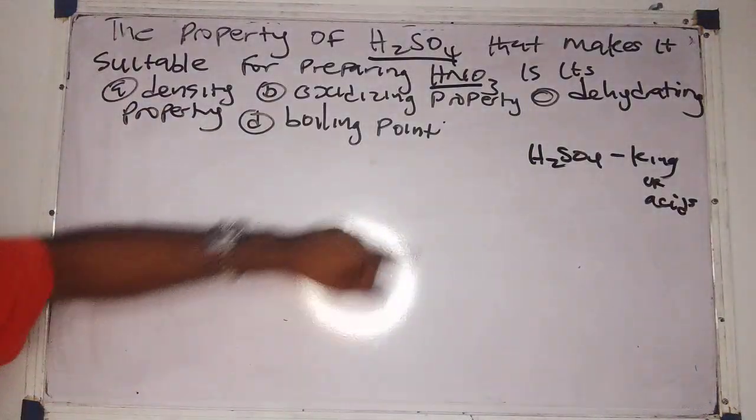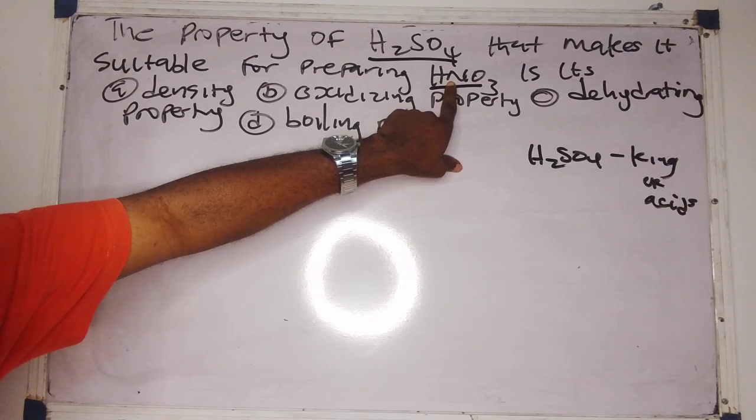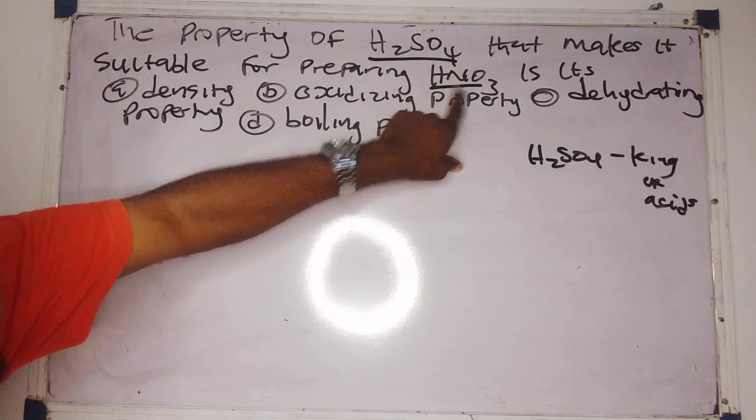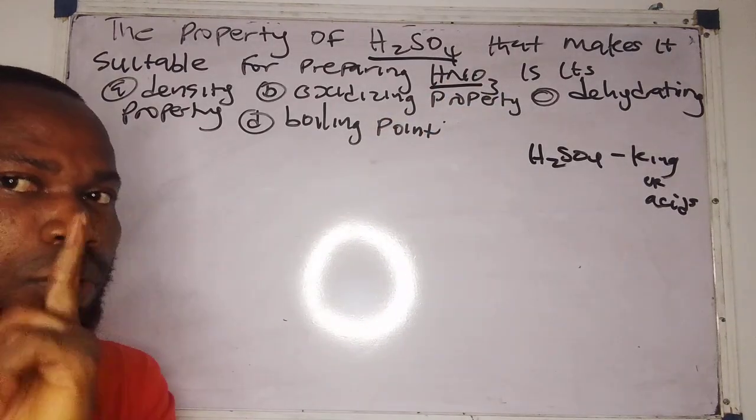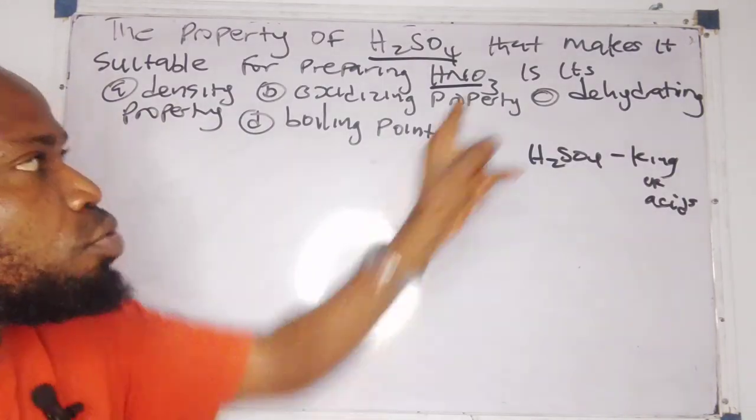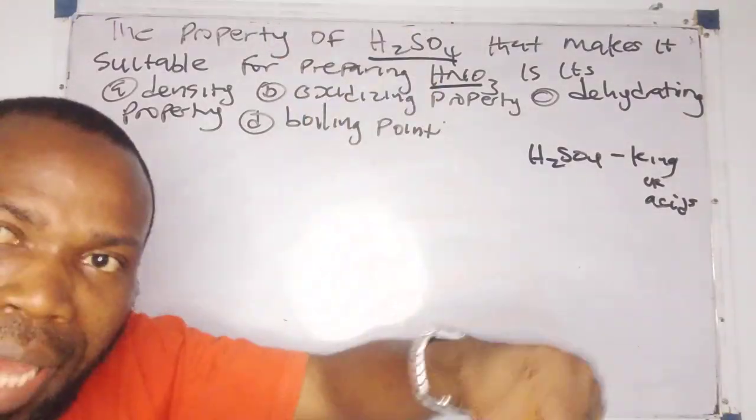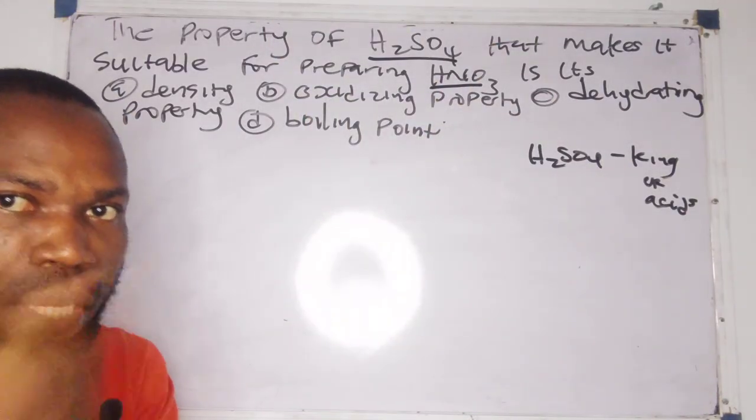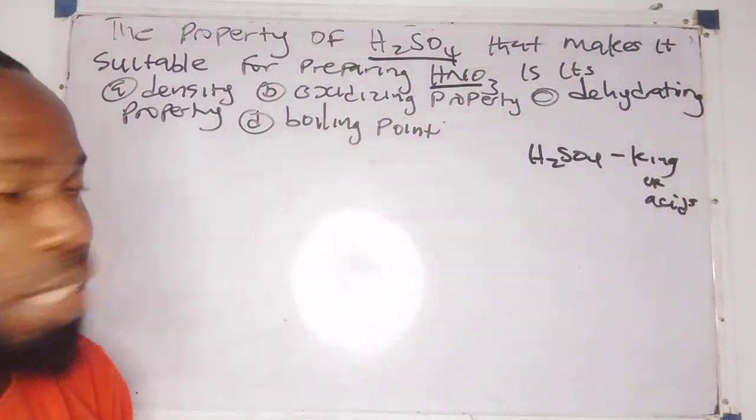Now, coming back to this, the acid in question is HNO3, which is nitric acid. That acid is an oxidizing acid, very strong. In short, it's regarded as the strongest oxidizing acid.